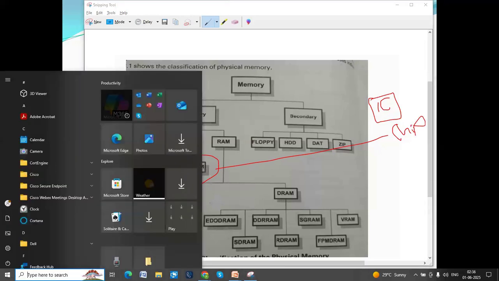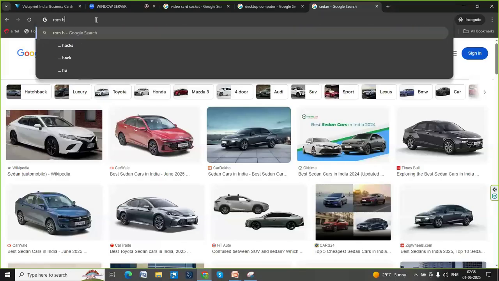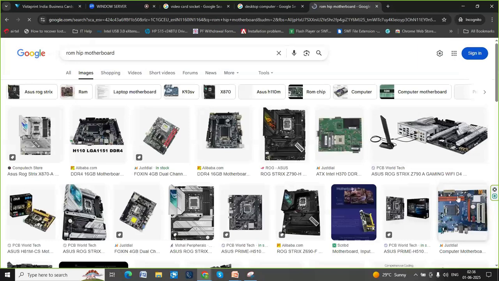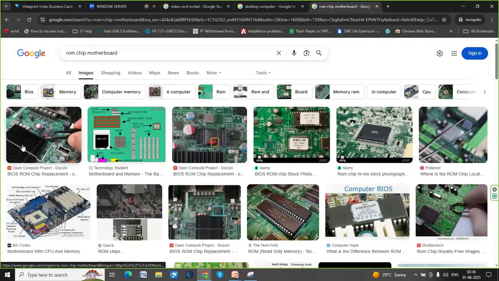Where will you find it? I'll show the picture here. ROM chip on the motherboard. How do you find it? ROM chip location on the motherboard. Somewhere it is here.